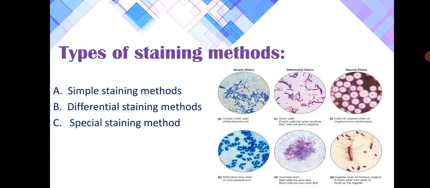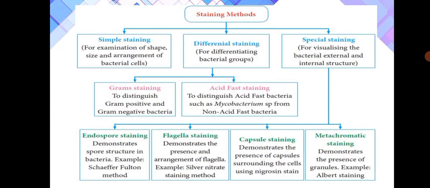The types of staining methods include simple staining method, differential staining method, and special staining method. Simple staining method is for examination of shape, size, and arrangement of bacterial cells. Differential staining method is for differentiating bacterial groups. Major differential staining include gram staining and acid-fast staining. Special staining is for visualizing the bacterial external and internal structures like endospores, flagella, capsules, and metachromatic granules.